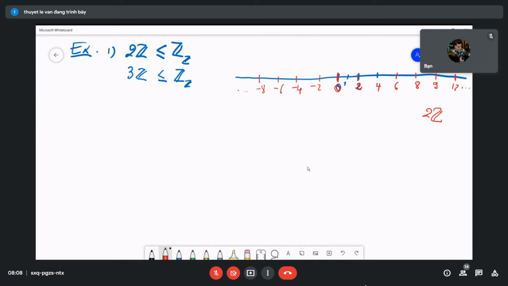And 3Z. 3Z is, of course, 0. 3 times 0 is 0, so I write here 0. And 3.